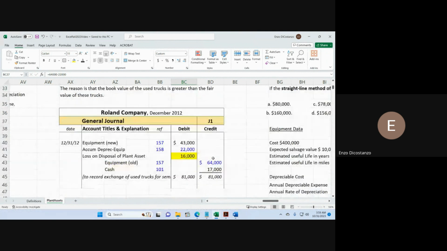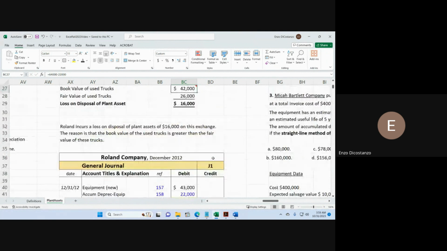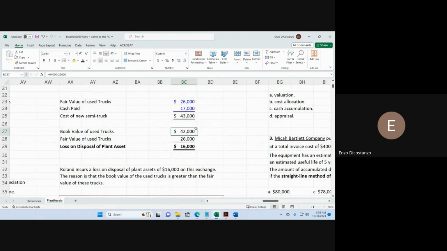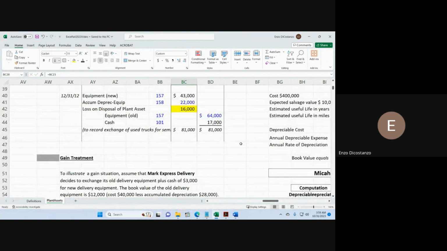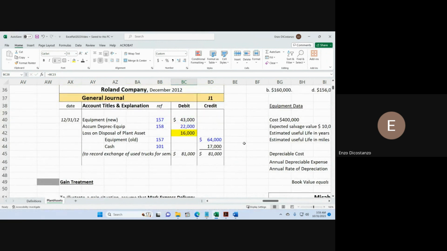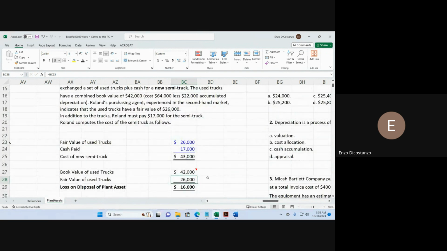Right. That's cost minus the cumulative depreciation. And this is the fair value of the used truck from up here. Right. These get complicated, right? So obviously your net in terms of your loss, unfortunately, it's a $16,000 loss on this transaction, which we have right there. We said that right there.